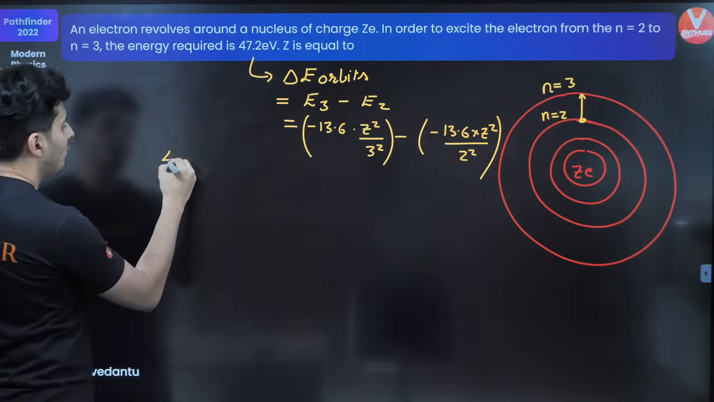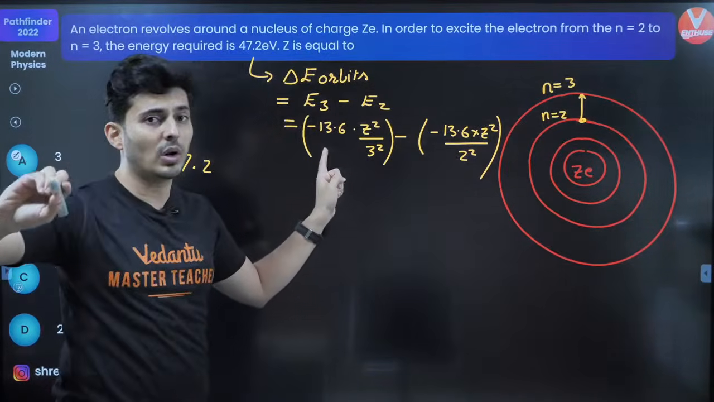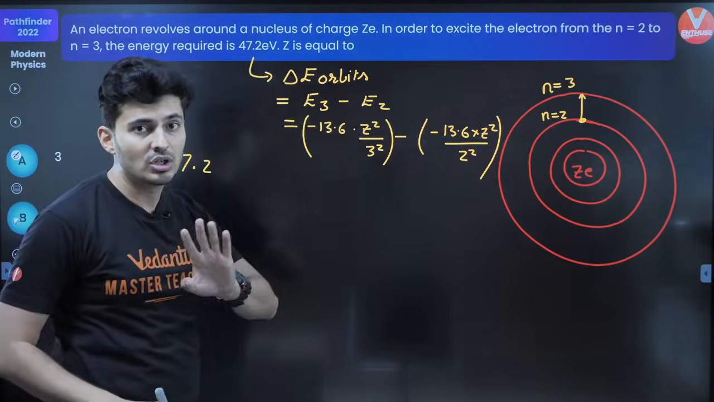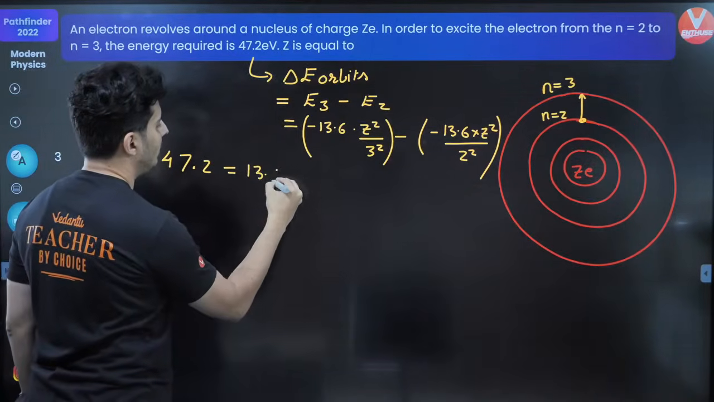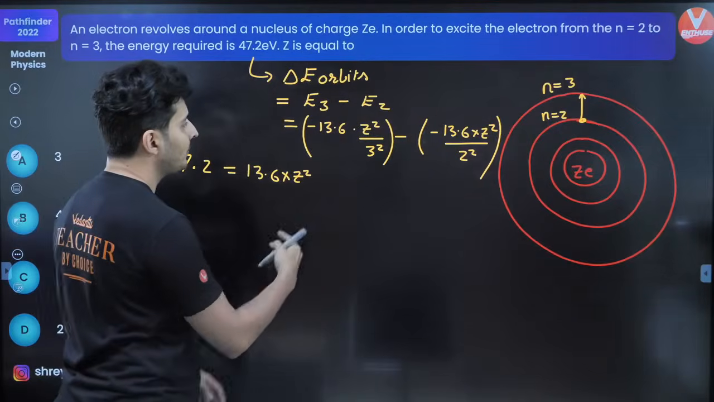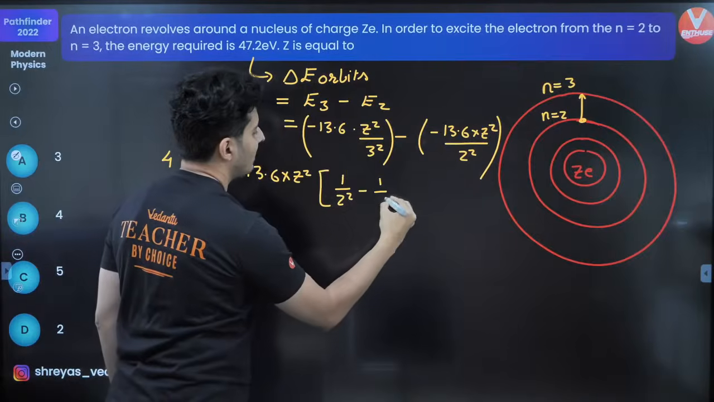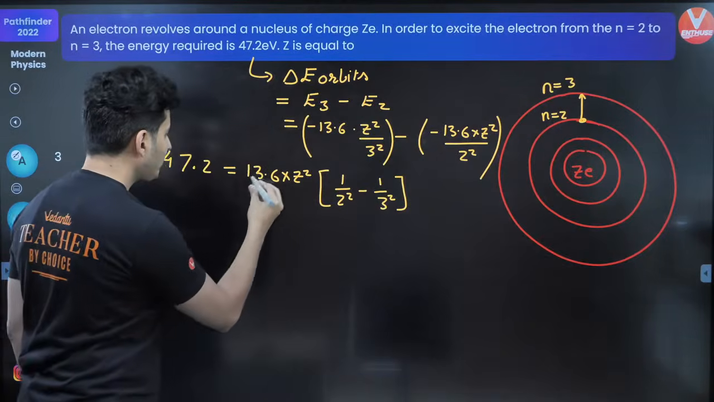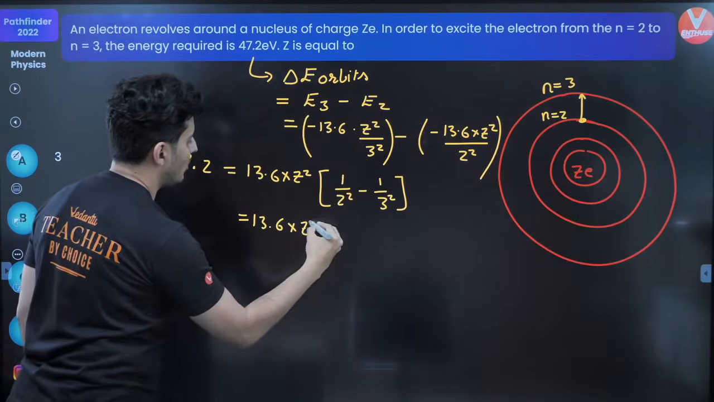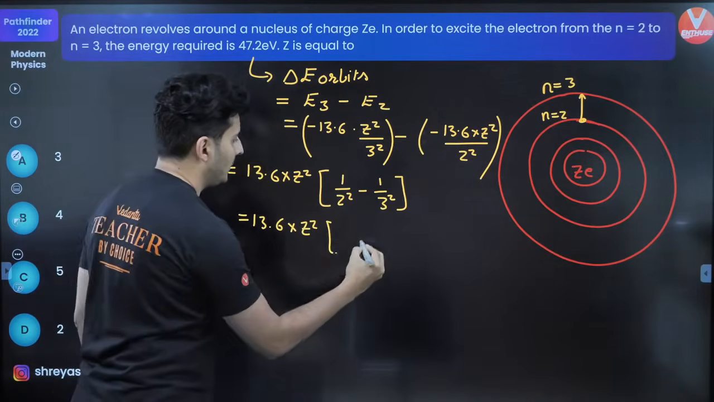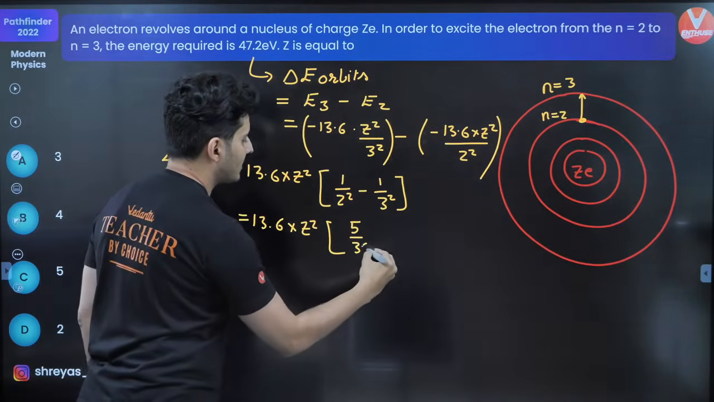So this will become 47.2. Remember 13.6 is also in electron volt, so you need not convert it into joules, not required. So 13.6 is common, Z square is also common, minus minus becomes plus, so it will be 1 by 2 square minus 1 by 3 square. So therefore this will become 13.6 into Z square, and this will become 9 minus 4 over 36, so 9 minus 4 is 5, 9 4s are 36.